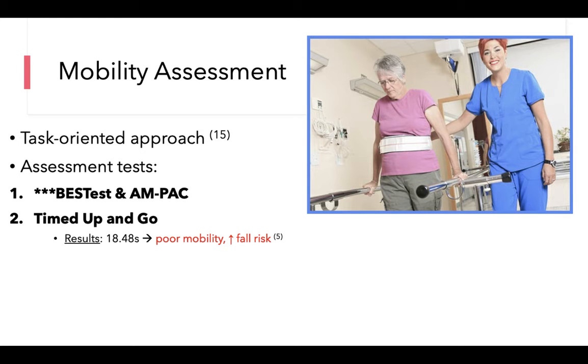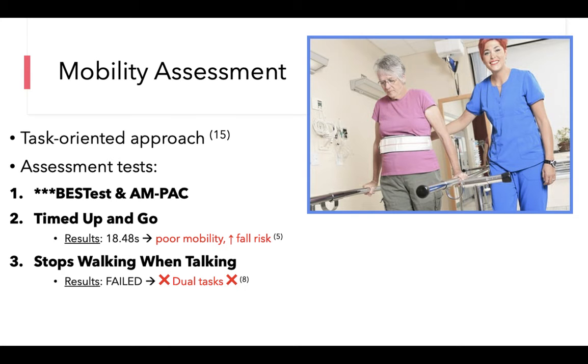But these new additional tests are mobility specific tests, and again, I'm going to be talking about them in no particular order. Starting off with the TUG test, she scored over 18 seconds, indicating that she has poor mobility and is at an increased risk to fall.